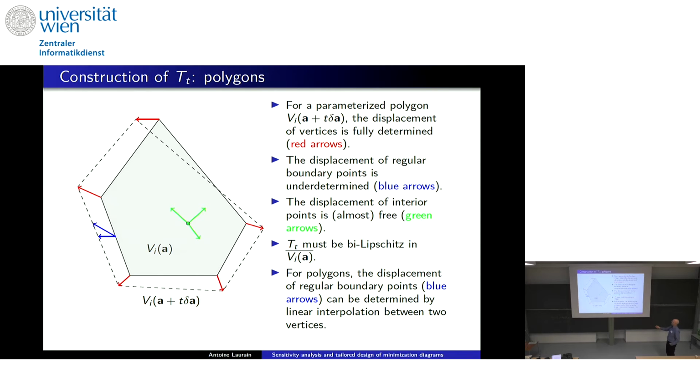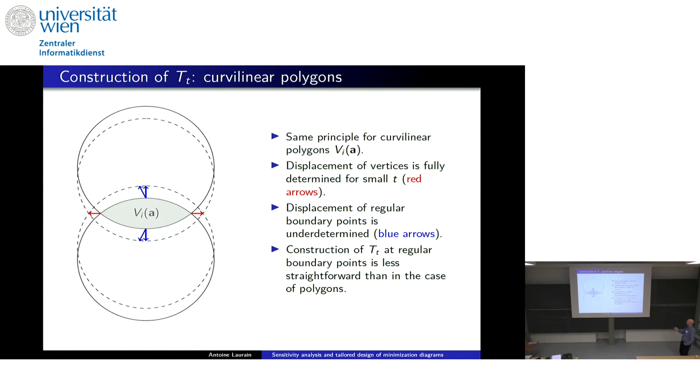And when you are inside the domain, then it doesn't really matter. You can take any direction because you are inside the domain. You only need to have some continuity of the transformation at the boundary of the polygon, okay? So it works in the same way for curvilinear polygons.